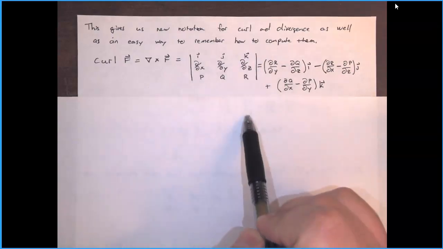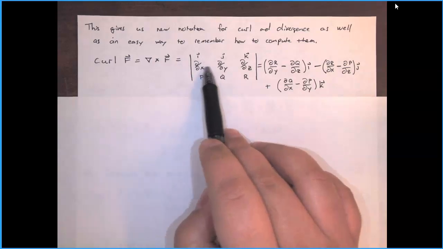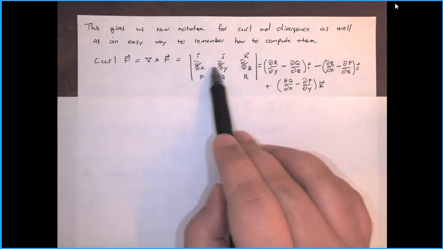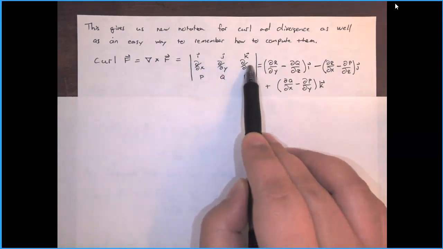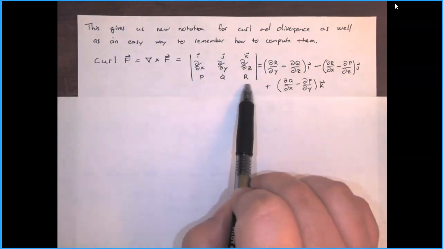So I set up my 3x3 determinant. My first row are the unit component vectors. Now my second row are the components of the del operator. So now these are operators. They're not functions, they're operators. And then the third row are the components of f.